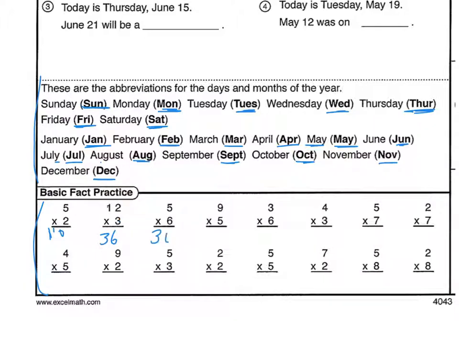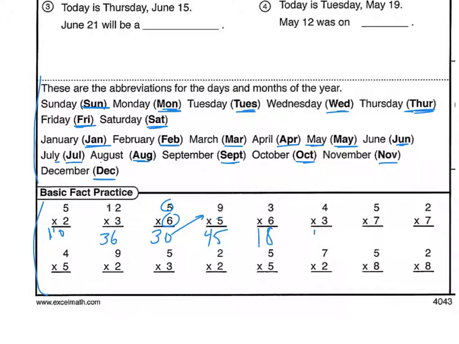5 times 6 is 30. 5, 10, 15, 20, 25, 30. 9 times 5, well, if you figured out that 6 times 5 is 30, you could start there and count up. So you'd go 30 is 6 of them, right? So the 7th one is 35, the 8th one is 40, and the 9th one is 45. 3 times 6, 6, 12, 18, 24. If you know your 6s, you know the 6 song.